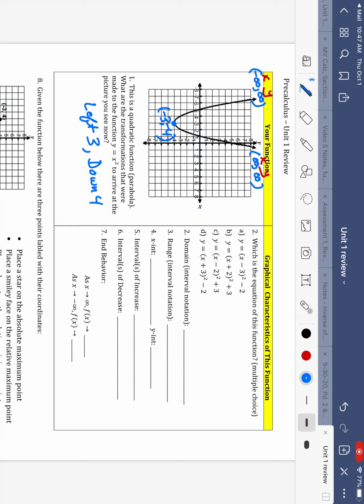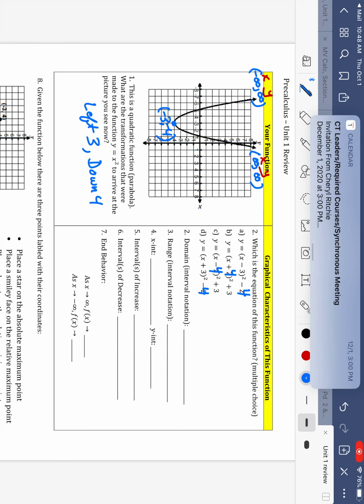Okay, so what's the equation? You can use Desmos if you want to put all these in, but once you know it's left 3 and down 4, oh no, I made a mistake. I was changing my picture. I meant this to be letter D right here. This should be a 4, and that should be a 4 right there. These should be 4s right here. Sorry about that. But the answer should be letter D, and I'm going to change that on my copy that I give to you.